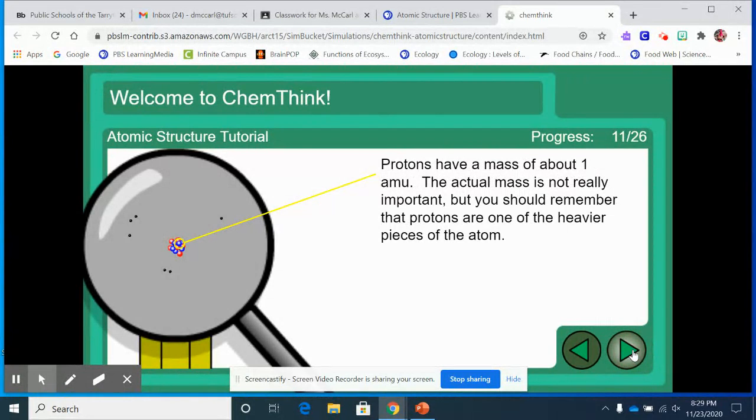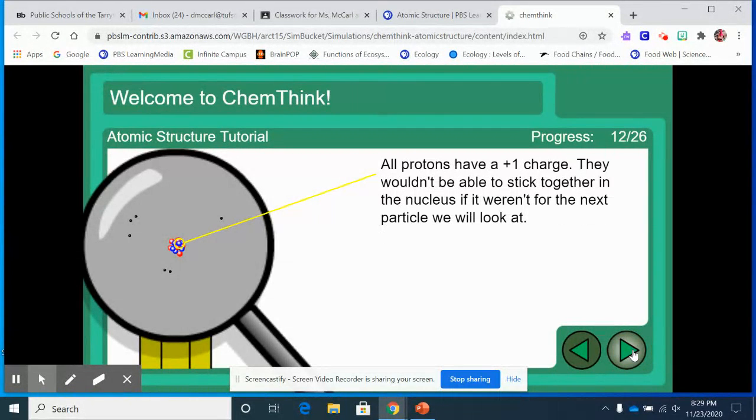Protons have a mass of about 1 AMU. The actual mass is not really important, but you should remember that protons are one of the heavier pieces of the atom. All protons have a +1 charge. They wouldn't be able to stick together in the nucleus if it weren't for the next particle we will look at.